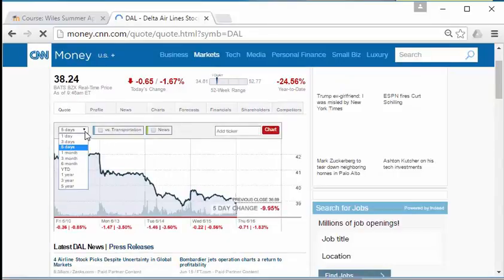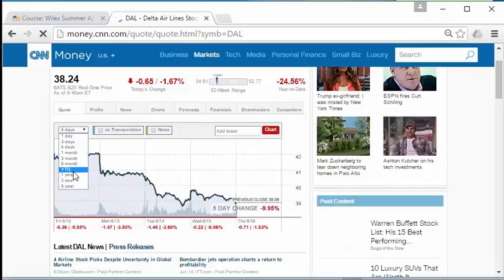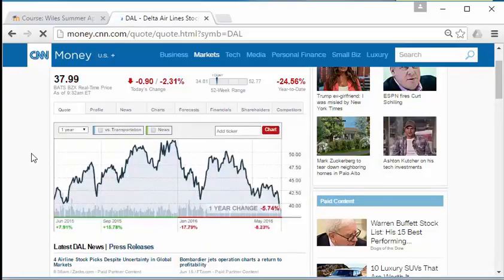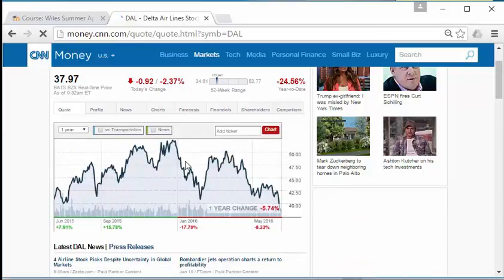But let's expand this out to like the last year, or let's go to 1 year and get a better feel for what their stocks have been doing. All right, their stocks are kind of all over the place, up, down, which isn't unusual at all, especially with the market so volatile right now. But they're definitely kind of the lowest they've been in a long time. So this might be a good stock to invest in.